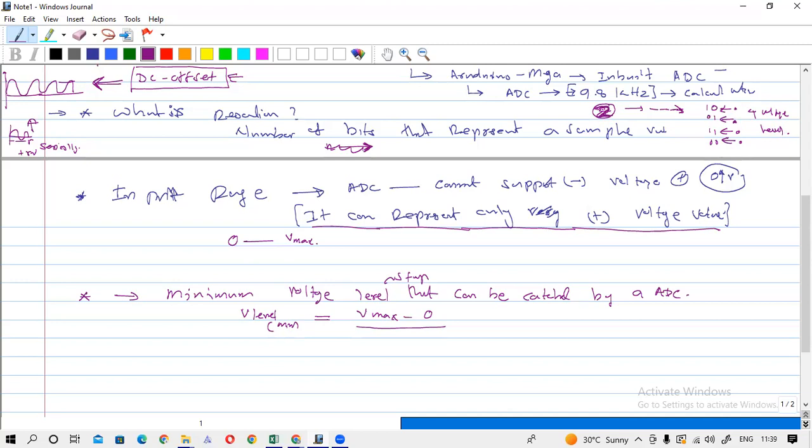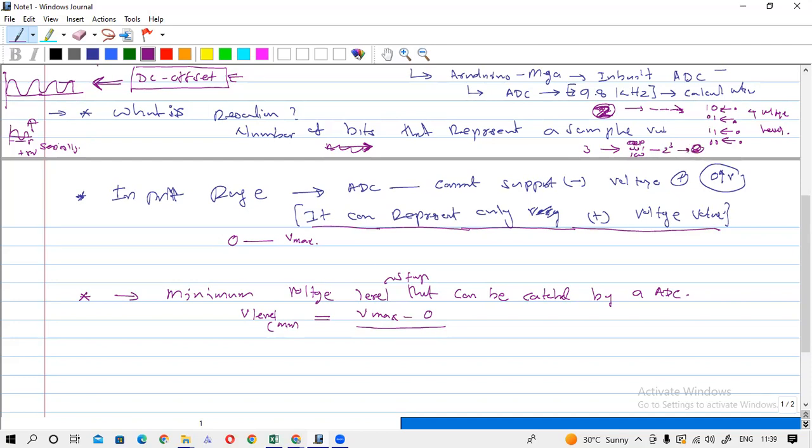If it is 3 bits, how many voltage levels can you represent? That means you will have 8 combinations, no? 0 0 0, 0 0 1, 1 0 0, likewise, you have 8 combinations. That means 2 to the power 3 combinations. So you can represent 8 voltage values.